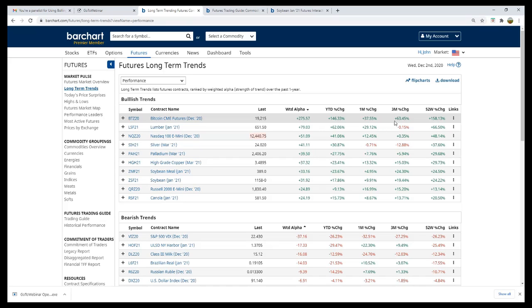So let's talk about the elephant in the room here, okay? So we see this huge alpha for Bitcoin, and Bitcoin right now is an anomaly, all right? This is not normal for us in terms of looking at longer-term trends and alphas. This is something that is very, very unusual. So rarely do we see futures markets double in price within a year.